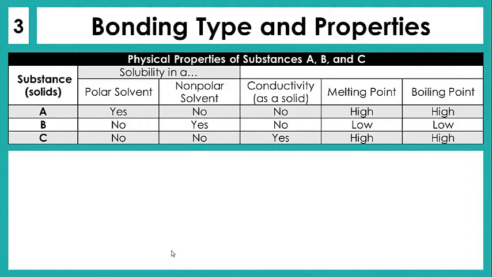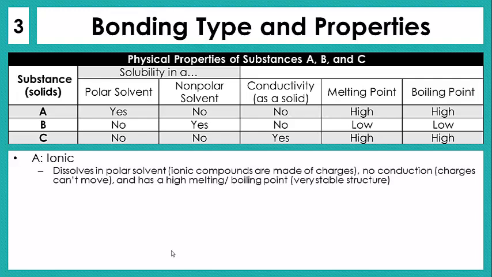Number 3, we are given some substances, and they're all solids, and we need to, based on their properties, determine what type of bond is present in each substance. So the first one, substance A, is going to be ionic. It dissolves in polar solvent. Ionic compounds are made of charges, so anything with charges can dissolve in polar solvent.